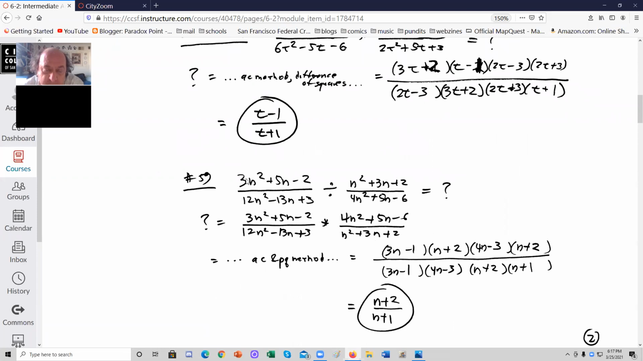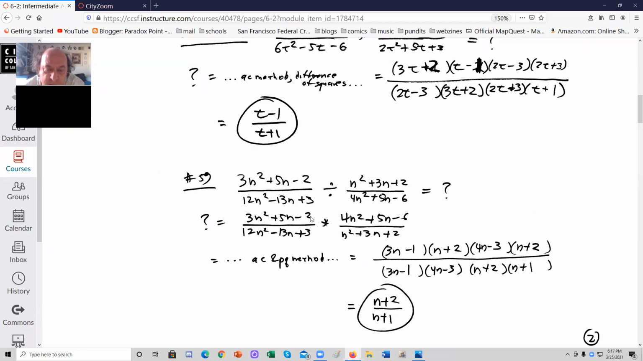Now here we have 3n squared plus 5n minus 2 over 12n squared minus 13n plus 3, divided by the ratio n squared plus 3n plus 2 over 4n squared plus 5n minus 6. To do this, we first flip this over. Here's its reciprocal: 4n squared plus 5n minus 6 over n squared plus 3n plus 2. Still times the same stuff here.